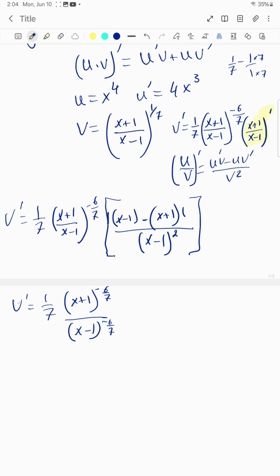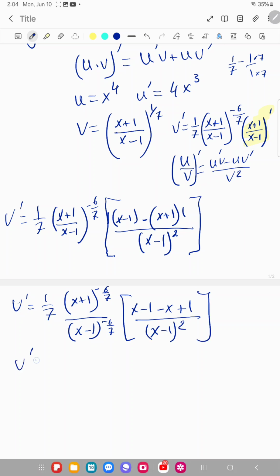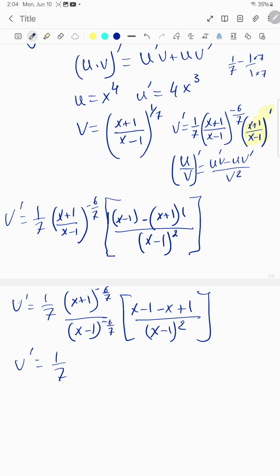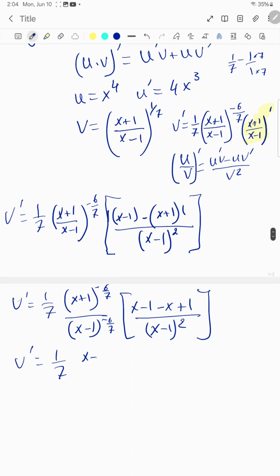So the denominator becomes the numerator and the numerator becomes the denominator, and this is how I have it positive, multiplied by (x minus 1) minus (x plus 1), because 1 times (x minus 1) is x minus 1, and 1 times (x plus 1) is x plus 1, divided by (x minus 1) squared. So my v prime is equal to 1 divided by 7, (x minus 1) divided by (x plus 1) to the power of 6 divided by 7.